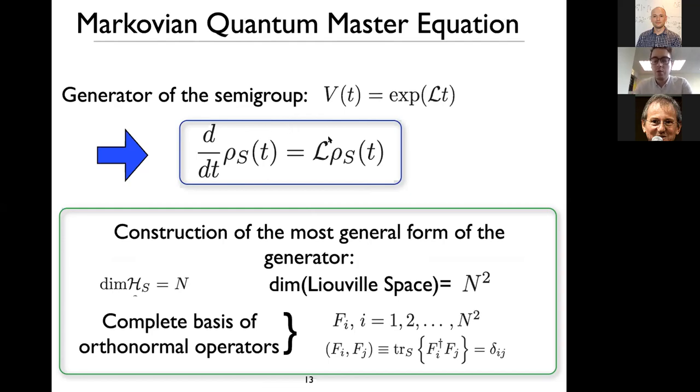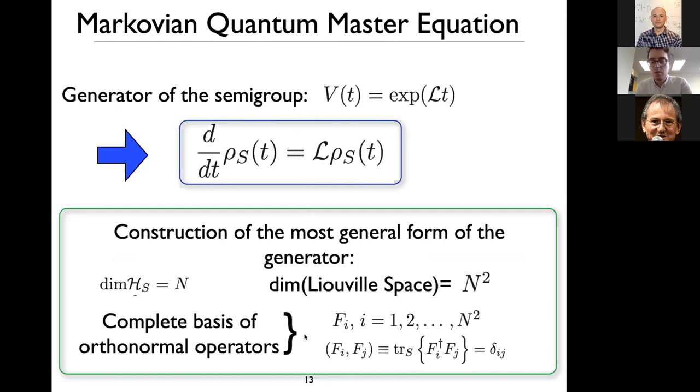Then what we went on to discuss was how we can construct, based on the assumptions that I've already mentioned, the most general form of this linear map L. I didn't go over the details of this derivation, but the general assumptions going into this construction are that the state of our open system can be represented on a finite dimensional Hilbert space of dimension n, such that the corresponding Liouville space, the space of operators, is of dimension n squared. On this Liouville space, we can introduce an orthonormal basis of operators, labeled 1 through n squared, which satisfy this orthonormality property.